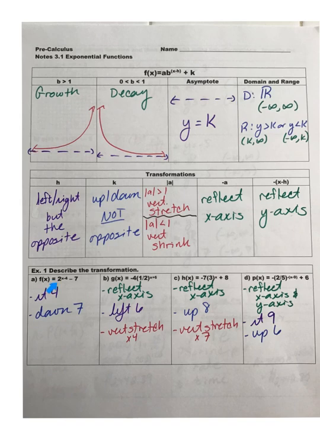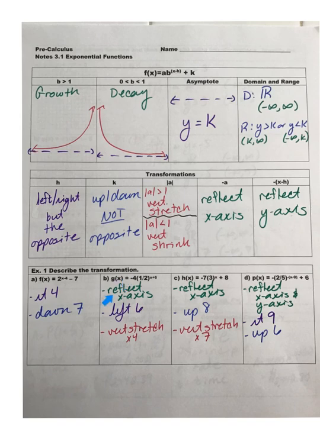All right, so example 1, we're going to describe the transformations. And so there's no negatives to worry about. So I'm going to look up in the exponent. It says x minus 4, so that's going to move me to the right 4. And then the big minus 7 is going to move me down 7. You always want to do the reflections first, otherwise you end up in the wrong place at the end. So I always look for the negatives first.